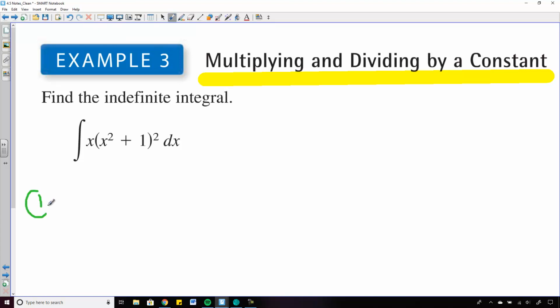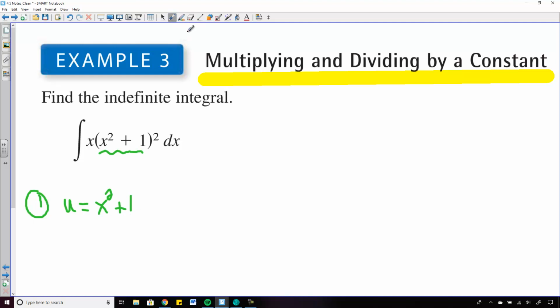So first we pick our u. Do you see something inside or a function that could be derived? So x squared's derivative is 2x. You know, the power of 2, when you derive that, you get the power of 1, right? So what I'm saying is that the u is going to be this part right here. So u is equal to x squared plus 1.